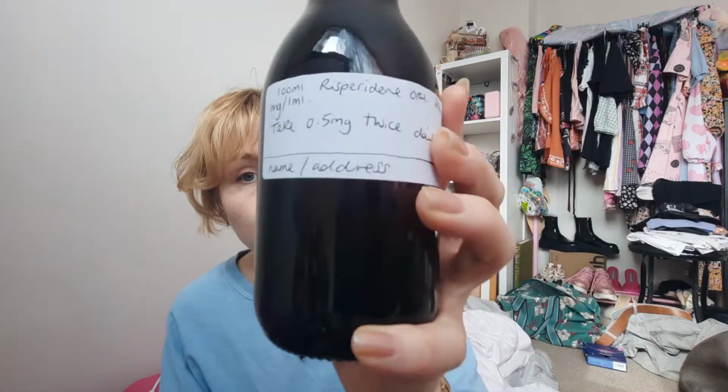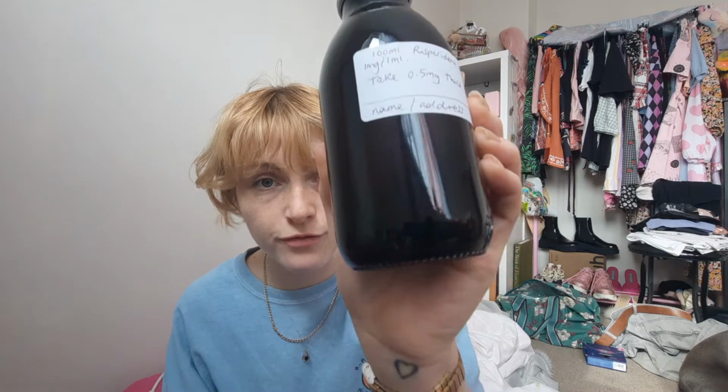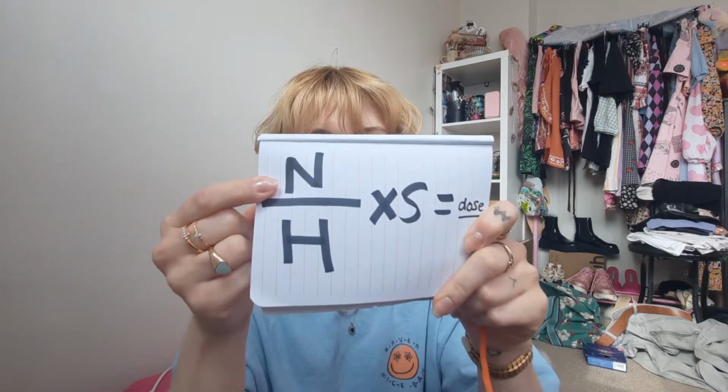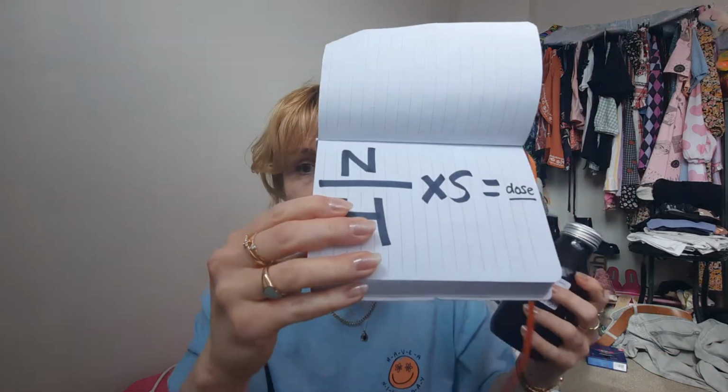So we need 0.5 milligrams, which is 500 micrograms. So the way I would do this is 500 micrograms for our need, and then we're going to divide it by the have.